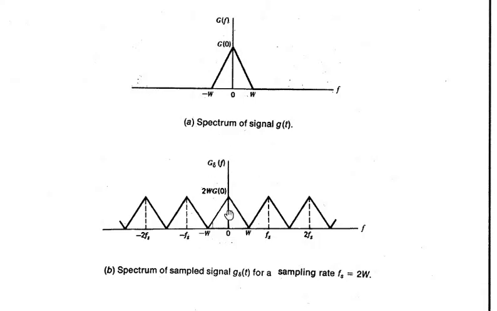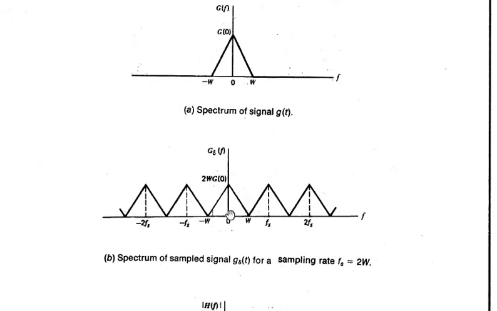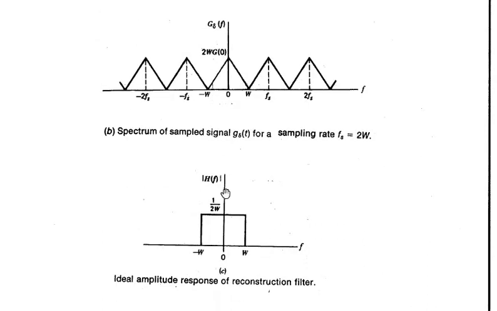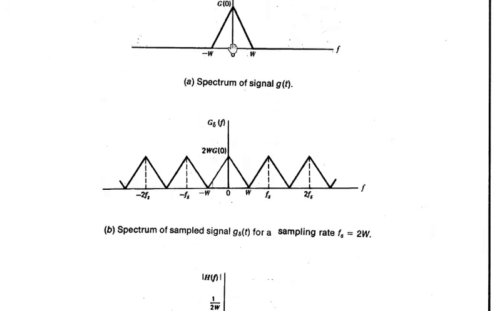So please see here, you can see that this is my frequency domain representation of the sampled signal. Now I need to get back my original message signal. So I need to pass this through the low pass filter, which is ranging from -W Hertz to +W Hertz. When I pass this signal through the low pass filter, I will be able to recover my original message signal, and the highest message signal frequency is W Hertz.